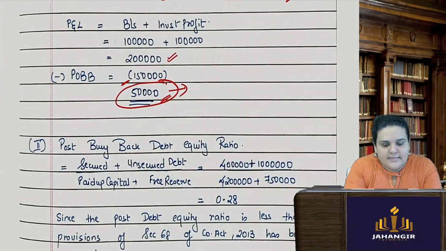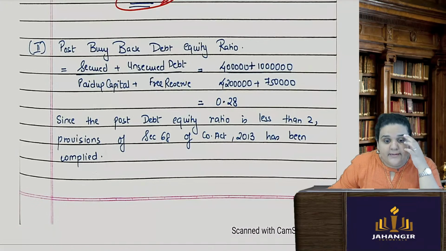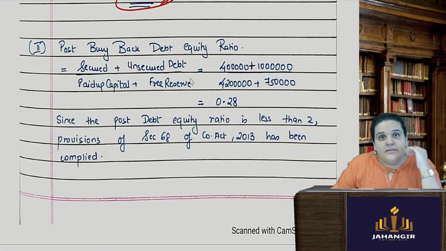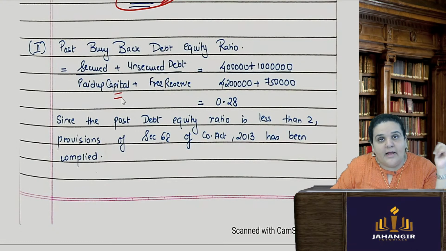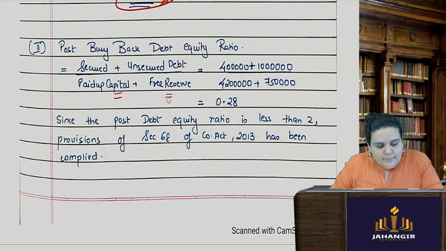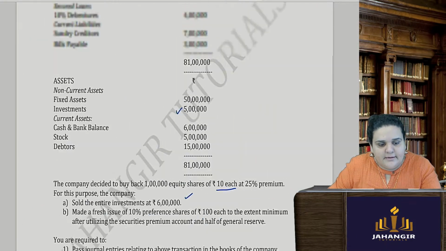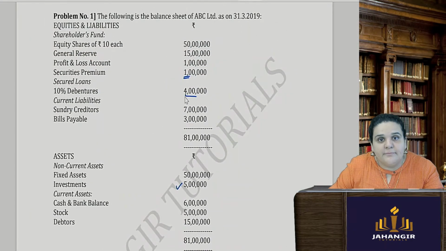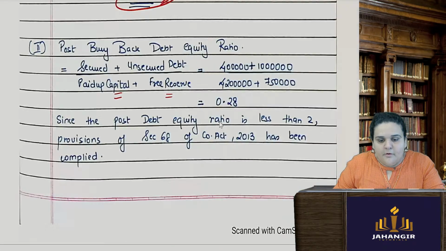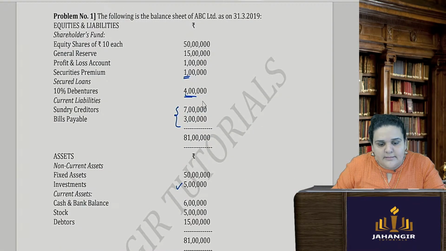And lastly, they are asking me for the post buyback debt equity ratio. What is the formula for that? Secured plus unsecured debt upon paid up capital after the buyback plus free reserves. So my secured plus unsecured debt, I'll take this. Secured debt is 10% debentures, 4 lakhs. Unsecured is creditors and bills payable. Creditors and bills payable total is 10 lakhs. So 4 lakhs plus 10 lakhs.